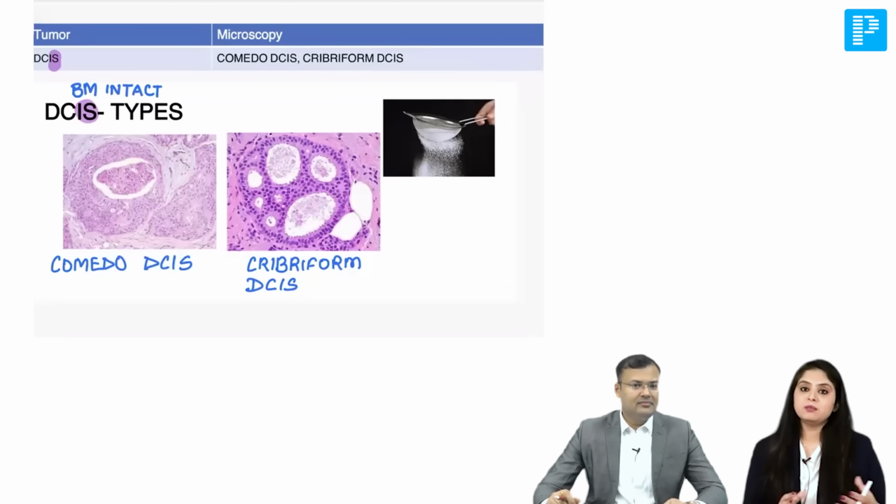So there are many types, and I don't want you to go into that extreme detail, but I want you to learn two types which are often asked in the exam. One is the comedo type of DCIS. What is comedo? You must have read in dermatology, a comedon, like an acne, if you press it and some dirty material comes out of it.